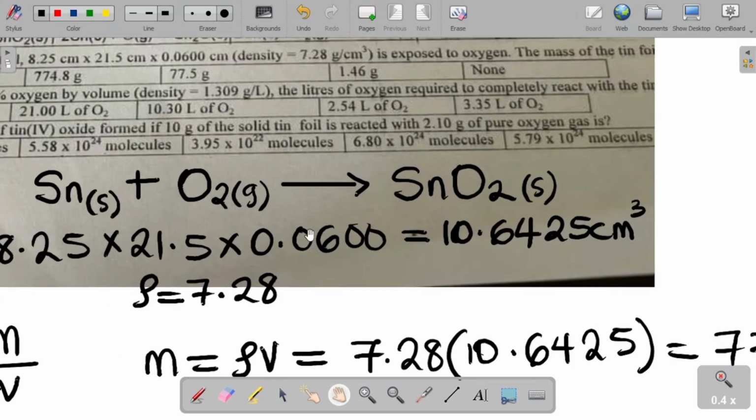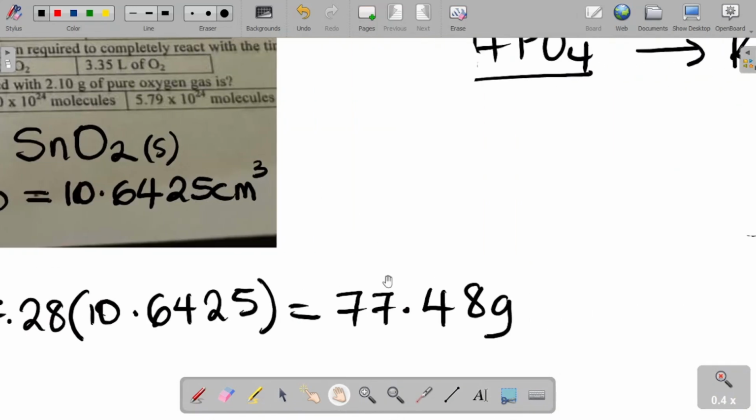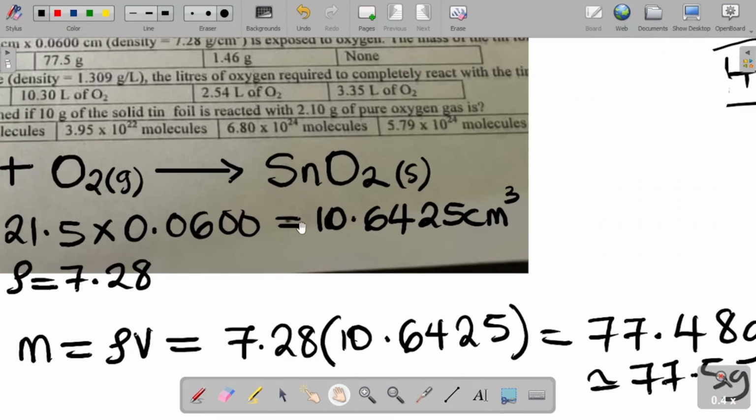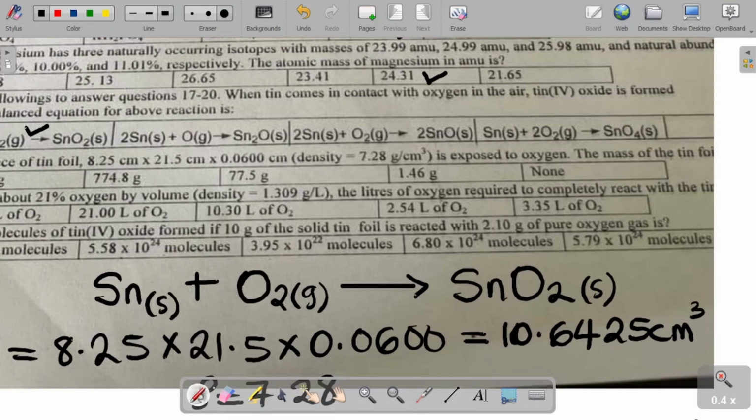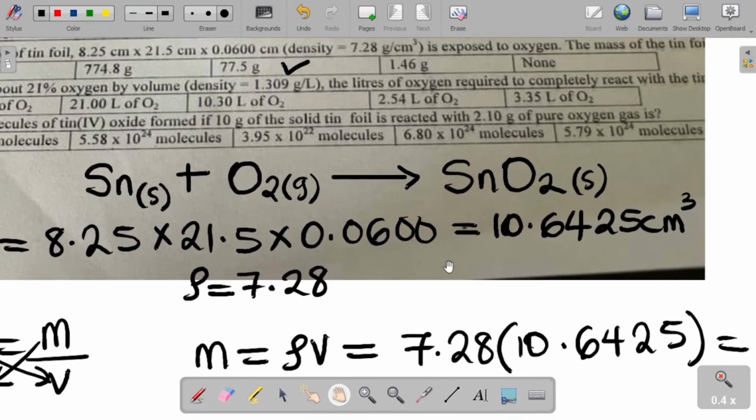So let's see if we have anything like 77.48. We have 774.8, no. Okay, we can see 77.5, so that's our answer. If I approximate this, it's approximately 77.5 gram, and that's what you're given here. So the answer here is 77.5 gram. That's it. All right, before we look at the next question, let me clear this space.